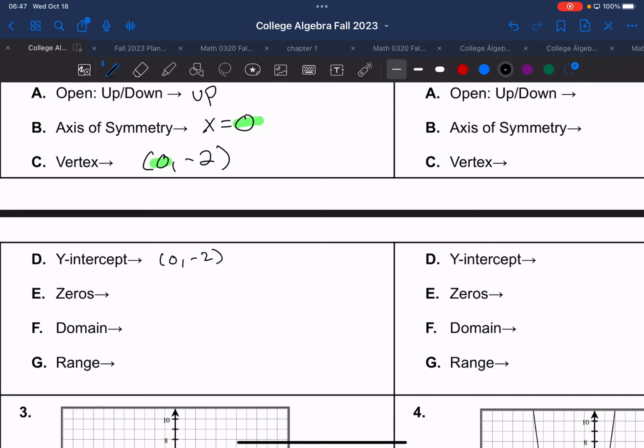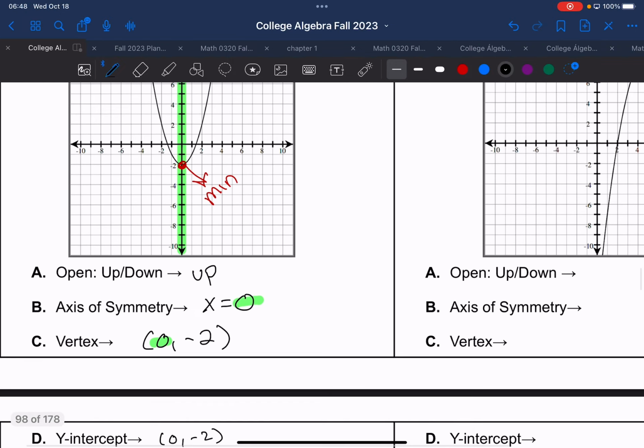0, -2. So that tells us that the y-intercept is the same as our vertex. Okay, that's not always going to happen. That was just a coincidence. Okay, next it's asking for the zeros.